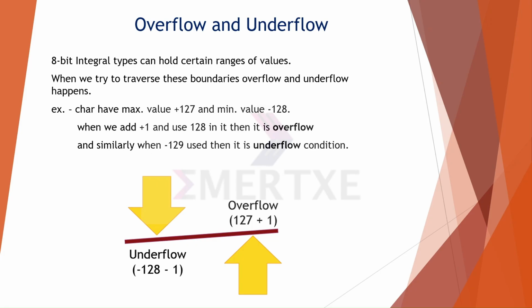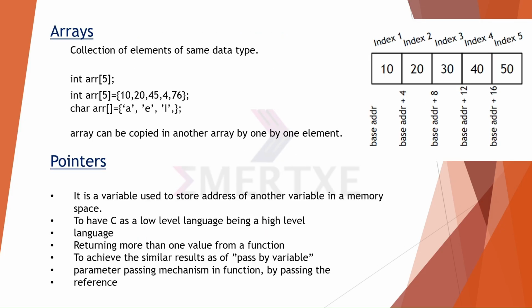Now we will discuss the overflow and underflow conditions. 8-bit integral types can hold a certain range of values. When we try to cross these boundaries, overflow and underflow occur. For example, a character has a maximum value of 127 and a minimum value of minus 128. When we add plus 1 to the maximum and use 128, it is an overflow condition. Similarly, when minus 129 is used instead of minus 128, we exceed its limits, then it is an underflow condition.